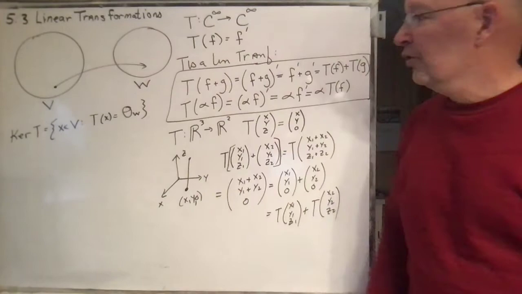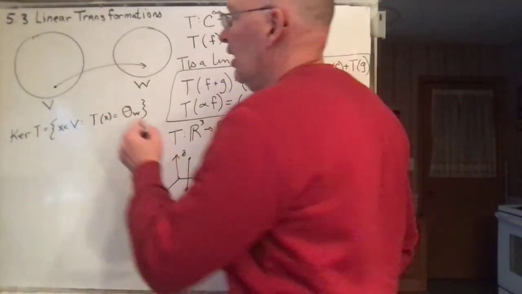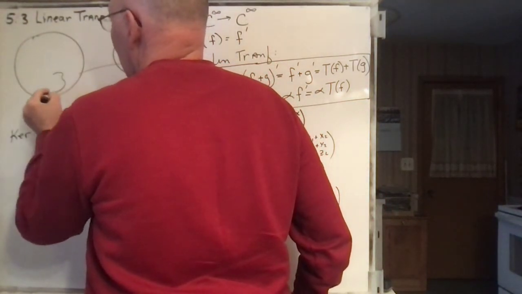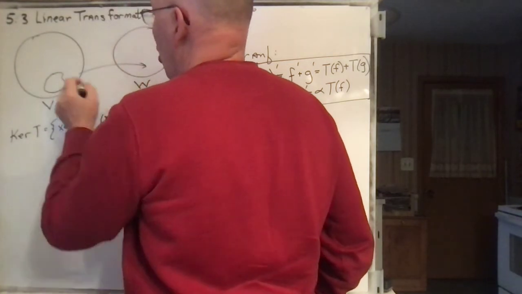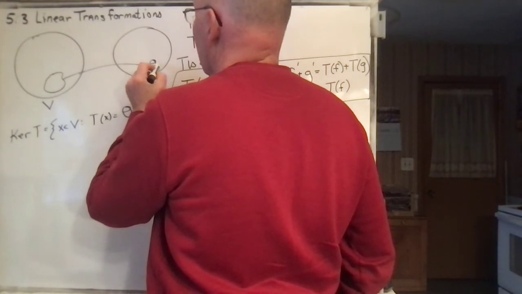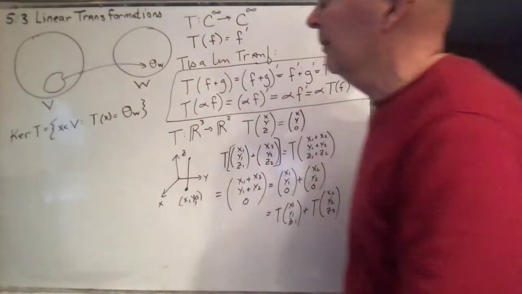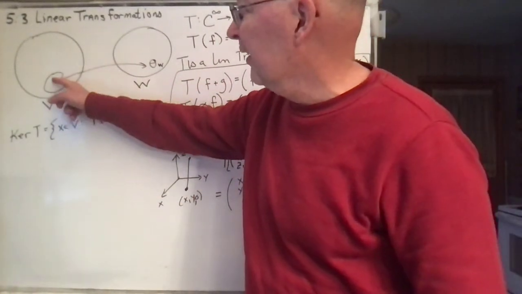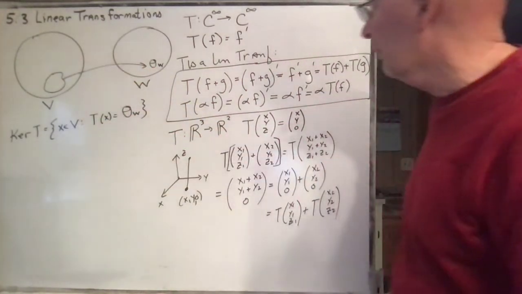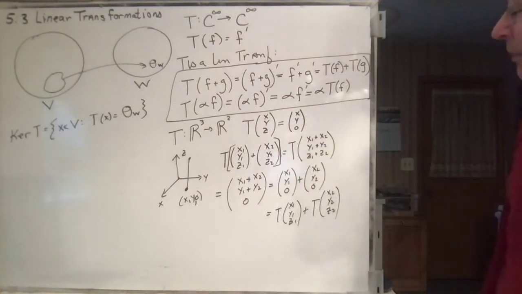Okay? So the kernel of a linear transformation is all the stuff over here. Maybe it's a whole group of stuff over here, all of which gets sent to the identity over there. So it could be a whole lot of stuff over here, all gets sent to the identity over here. That's called the kernel. So with these 2 examples, let's find the kernel of each one.